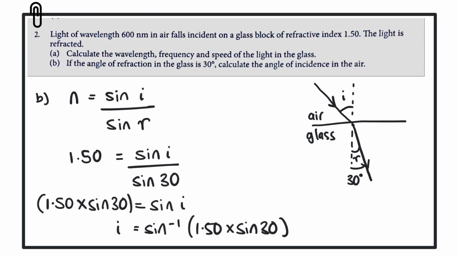You can of course work out that number in the brackets, the 1.5 times sine 30, but when you do, make sure you keep as many decimal places as possible as you carry forward the calculation. So once we pop that into the calculator, we get an answer of 48.59 degrees. So we'll just write that as 48.6 degrees. So that's our angle of incidence. And that would make sense that our angle of incidence is bigger than the angle of refraction.